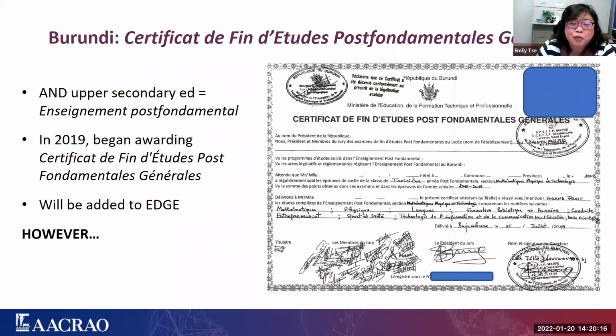So now we're doing away not only with the Diploma of General Humanities and the Certificate of General Humanities, we now have the Certificate of the End of General Post-Fundamental Studies. So this is the one that has yet to be added to EDGE and is in the works, but we have it now all on everyone's radar. But, and of course there's another but, on to the next slide.